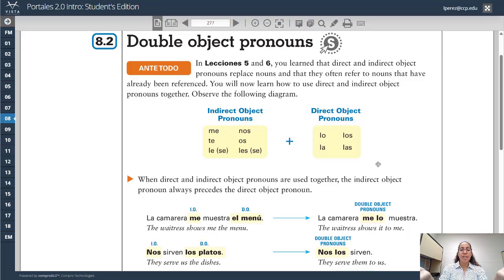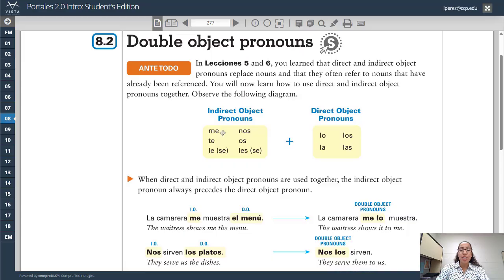What they're telling us is that when you use them together, your le might become se if the word after it is one of these. For example, I can't say le and lo together. No, it becomes se lo. I can't say le and los. I can't use le with any of these that start with an L, and I can't use les with any of these that start with an L. Something that you'll see as we continue through.